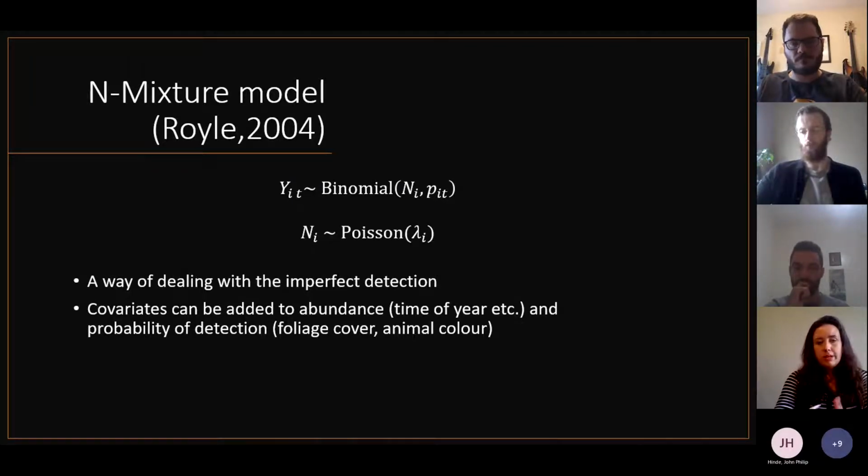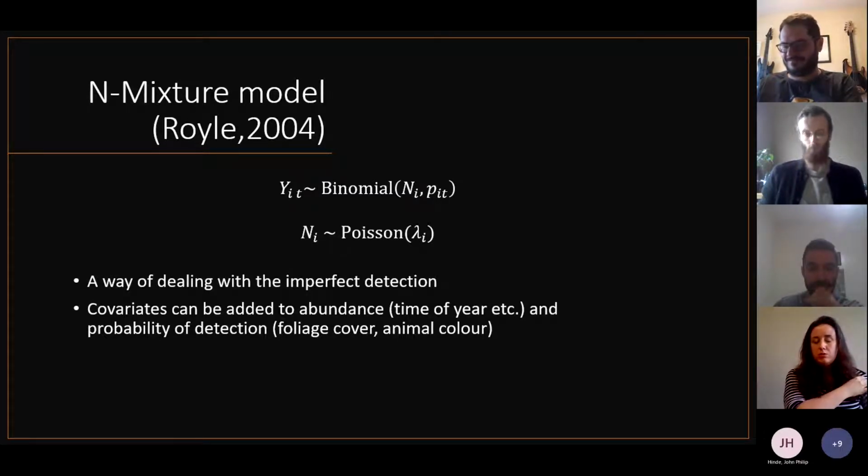And then we have our actual abundance, which is assumed to follow a Poisson distribution with a parameter lambda, where lambda is the mean number of individuals at a site.